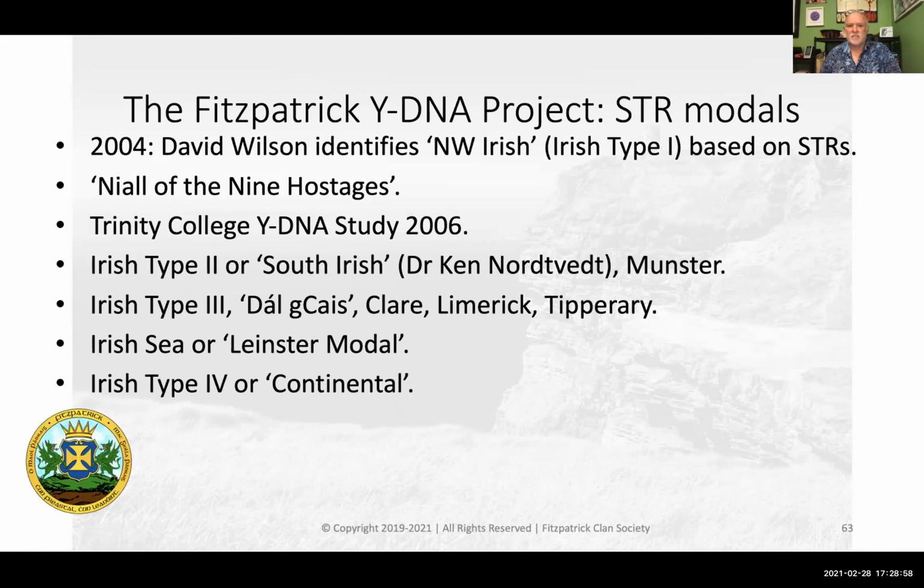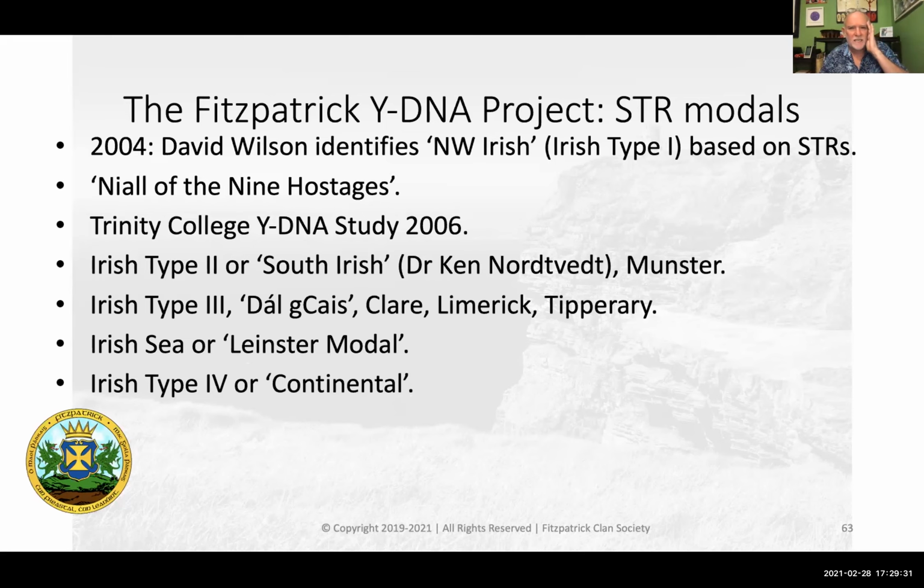And then other scientists got involved. Ken Nordtvedt found a group that he called Irish type 2. In other words, many men in the south of Ireland and Munster seem to have this characteristic DNA signature. And then the Dalcassians were identified as Irish type 3. A group in Leinster, or close to the Irish Sea, was identified, and another group called Irish type 4 was then identified. And this is all happening around about 2005, 2006, 2007.